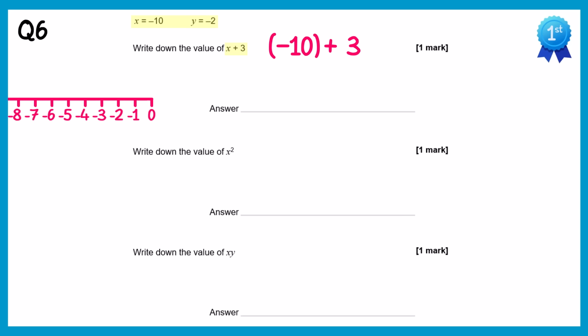We can do this with a number line as well. So start at -10, and we need to add 3, which means we need to go 3 jumps to the right. So 1, 2, 3. This would mean we end up at -7, so the answer is -7.